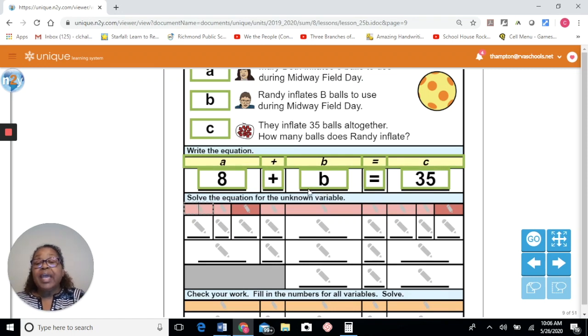So in order to get rid of the number 8, what do we need to do? It's a positive number. So to get rid of it, we need to what? Subtract it. If you have 8 and you subtract 8, you're going to get a 0, which means you've gotten rid of the number 8. So on this side of the equation, we're going to get rid of the 8. So all that we have is B.